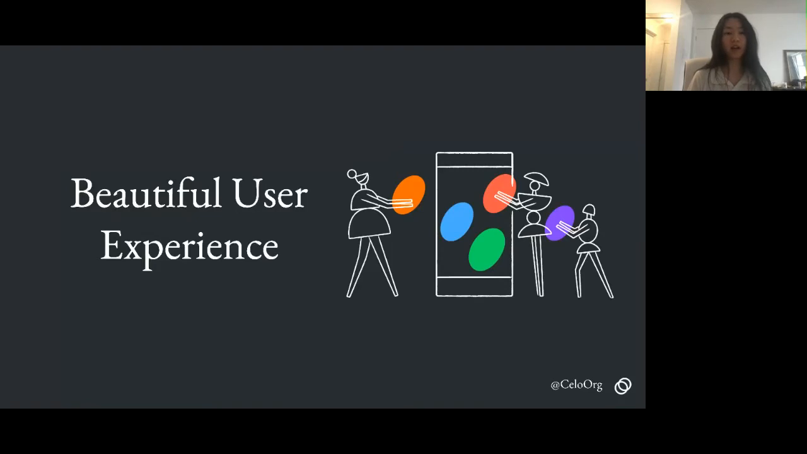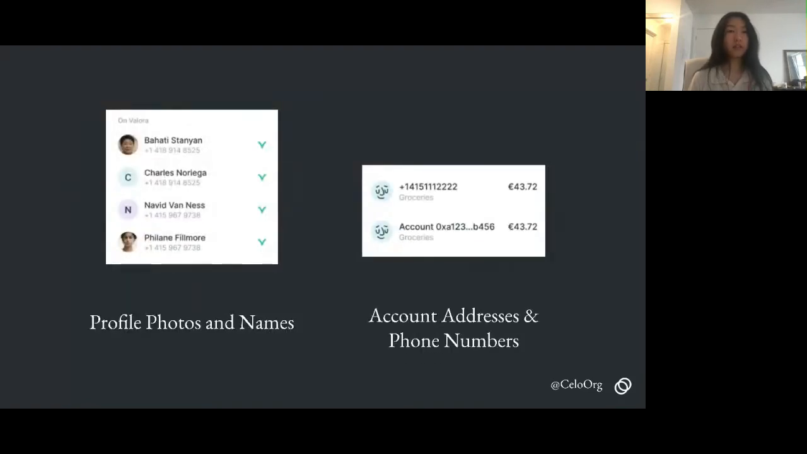This is also really important for crypto, especially because a lot of crypto applications right now just rely on account addresses, because for crypto natives that makes the most sense. But you can see that with account addresses or even with phone numbers, it's really hard to see who you're sending and receiving transactions from, and it definitely doesn't feel as personal as the traditional approach of using names and photos.